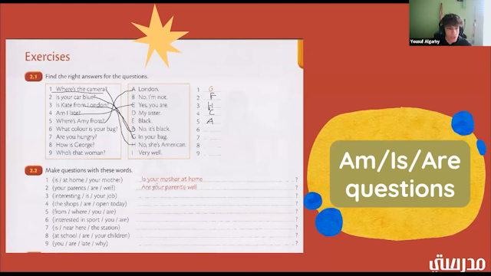Okay. Number 6. What color is your bag? That one would be E. What color is your bag? It is black. Okay. Number 7. Are you hungry? That one would be B. Are you hungry? No, I'm not. Okay. Number 8. How is George?